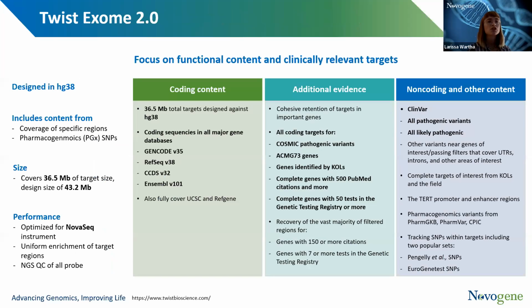This is also a great moment to introduce our newest kit for exome sequencing, the Twist Exome 2.0. The Twist Exome 2.0 is designed for human genome 38 and specifically optimized for NovaSeq instruments. Most importantly, it has superior coverage of major genetic databases such as RefSeq, CCDS, GENCODE, ClinVar, and many more. And the addition of clinically relevant non-coding pathogenic and likely pathogenic variants provides the value of multiple clinical panels all wrapped into one. There's a lot of information in this slide, however, I'm not going to go through it in detail. Again, if you have any more questions, feel free to contact us after the webinar.